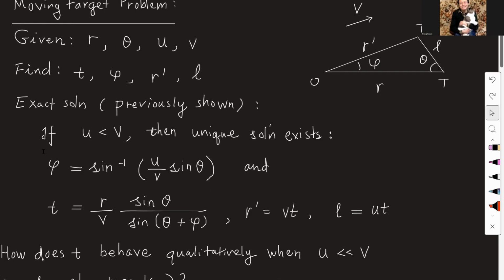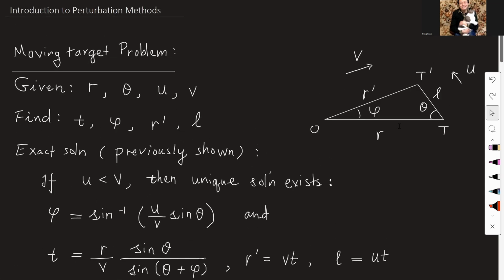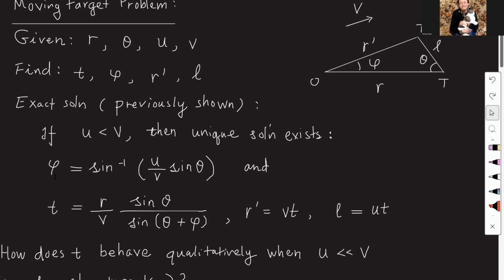And these are the exact solution previously shown. We've shown that if the target is slower than the projectile, then there is a unique solution. This is how it works. First, we calculate the firing angle, phi. That's the inverse sine of U over V times the sine of theta. Once phi is calculated, we then calculate T equals R over V times the sine of theta over the sine of theta plus phi. T is known, and then R prime is just V times T, and L is just U times T.